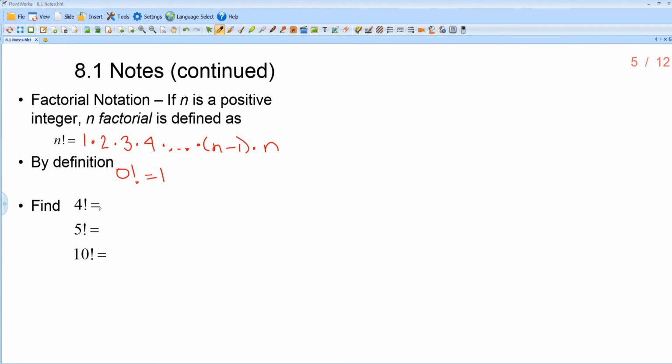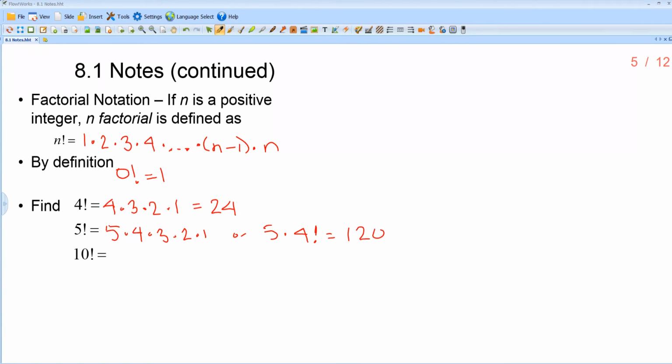So if we're asked to find 4 factorial, that means that what we're doing is just 4 times 3 times 2 times 1. 4 times 3 times 2 and times 1, which isn't going to change anything, gives us 24. When we do 5 factorial, you can think of that as being 5 times 4 times 3 times 2 times 1. But also just realize that what you're doing here is 5 times 4 factorial, because this is all 4 factorial. When I multiply that, it's going to give me 120.